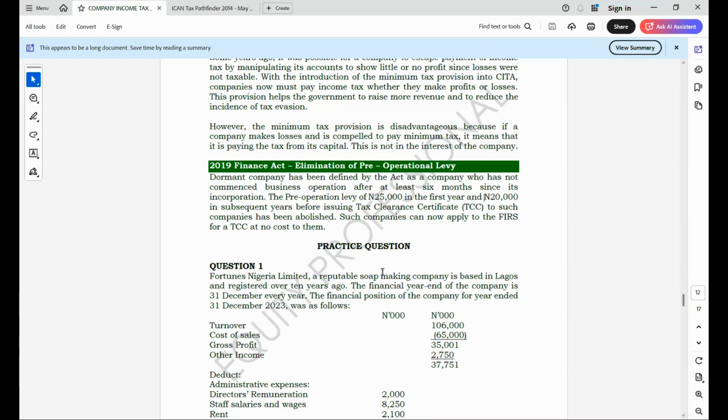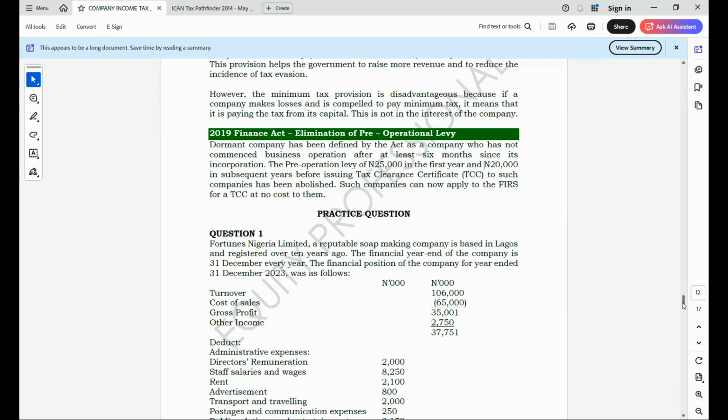We have Fortune Nigeria Limited, a reputable soap making company, based in Lagos and registered over 10 years ago. The financial year end of the company is 31st December every year. The financial position of the company for the year ended 31st December 2023 was as follows. We have the figures in thousands: turnover, cost of sales, gross profit, other income. Deduct admin expenses.